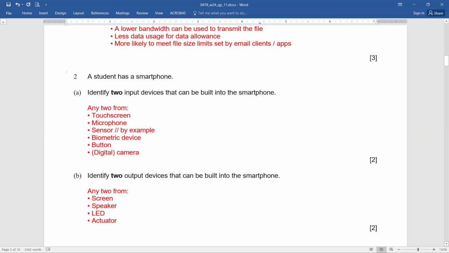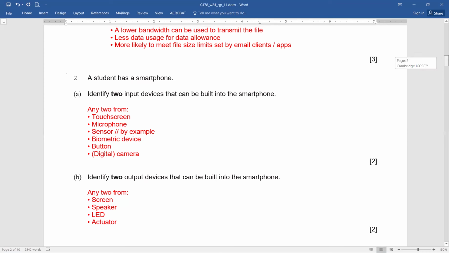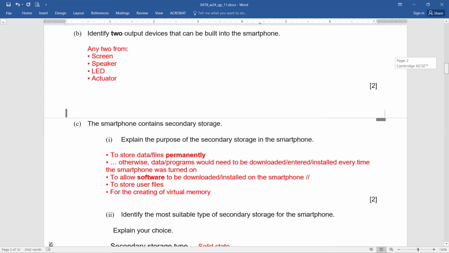Identify 2 output devices that can be built into the smartphone. Definitely it has a screen, a speaker, LED, and an actuator. So any 2, if you say screen, if you say speakers, that is okay. And if anyone says LED, that is also okay. An actuator is also present. So that is going to give you 2 out of 2 for identifying the correct output device that is built into the smartphone. Clear?